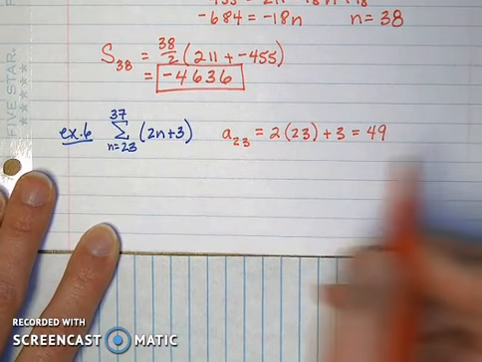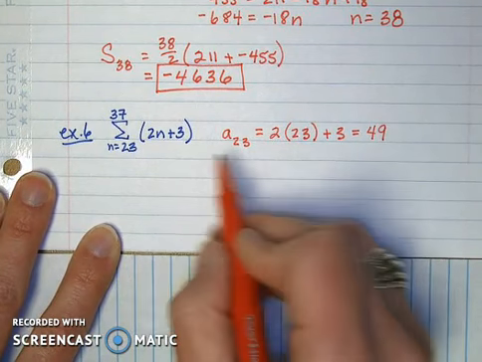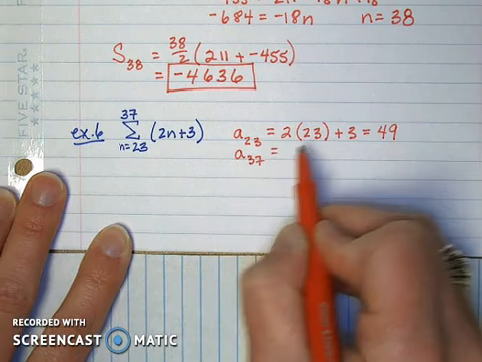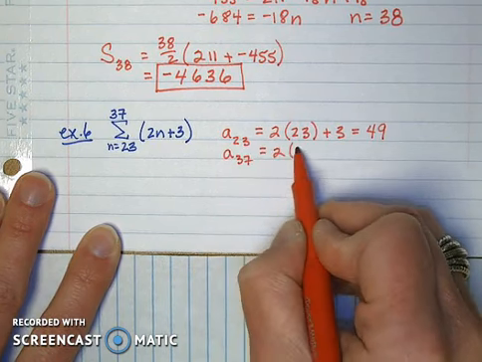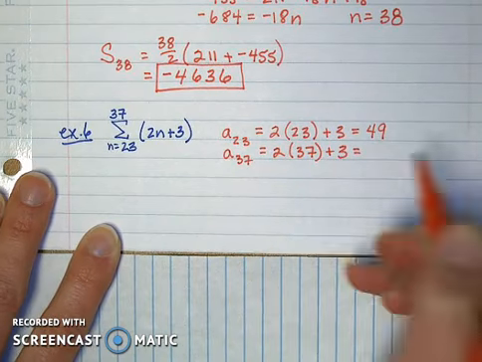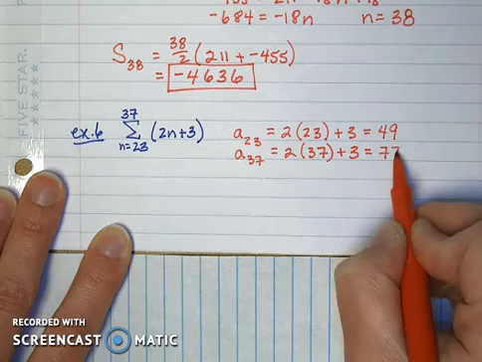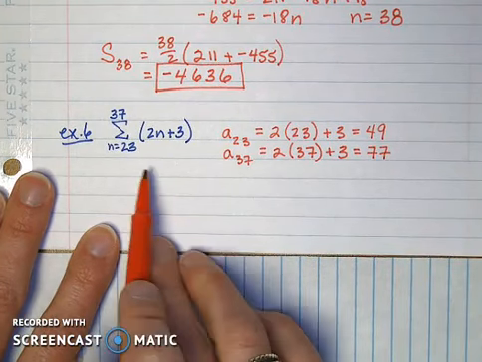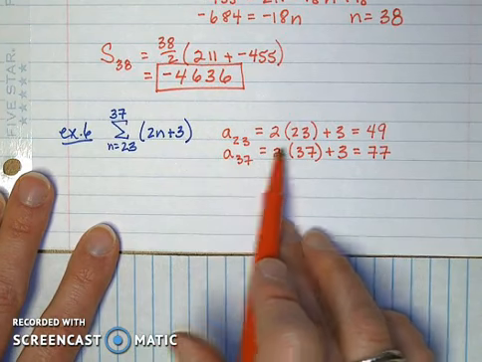Then I could evaluate the last term, which would be a at 37. Again, 2 times 37 plus 3, and that value is 77. So I know that I have the first term and the last term.